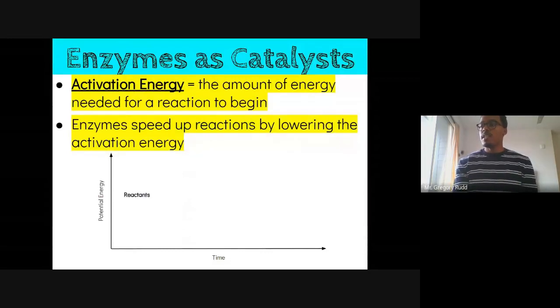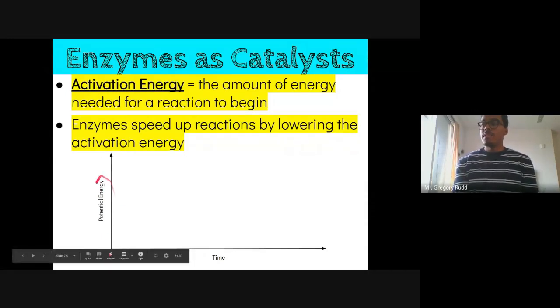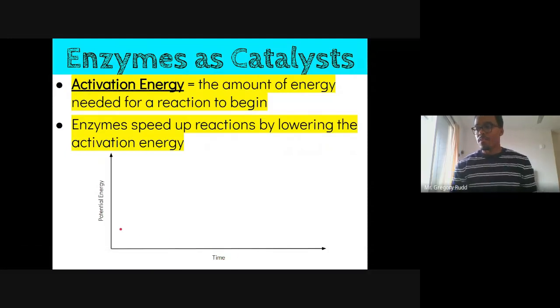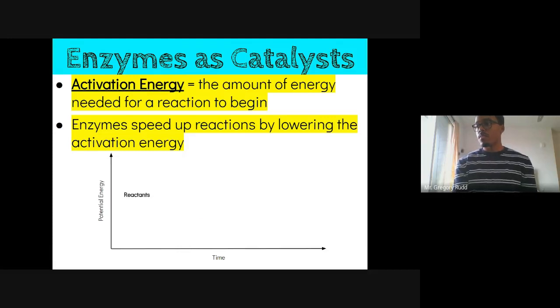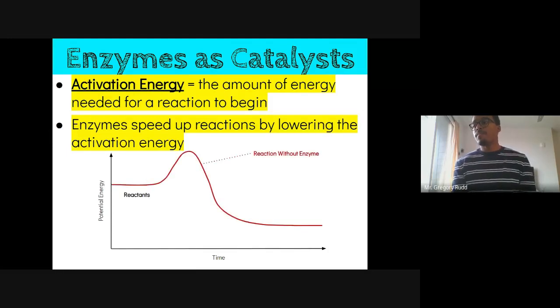All right. So here, let's take a look. In this case, and in all cases, we've got a graph. This graph has potential energy on the y-axis, and it has time on the horizontal x-axis. So what this is saying is that as time goes on, we'll be moving from left to right on this graph. If we start off with reactants on the left side, here's a graph that depicts a reaction without an enzyme.